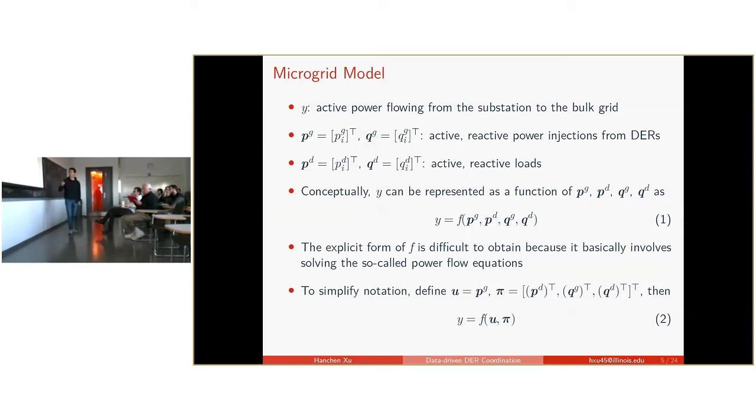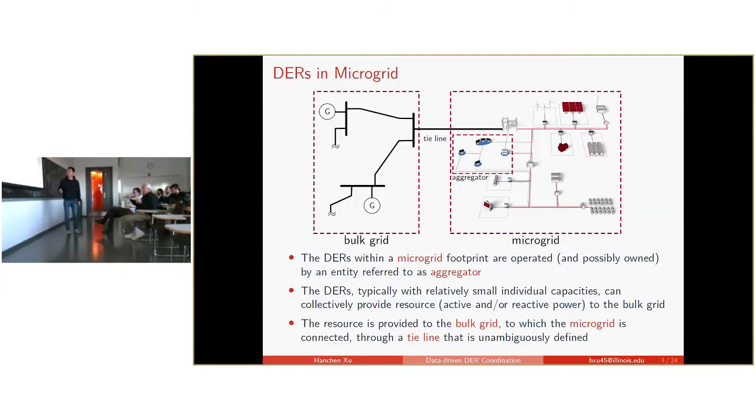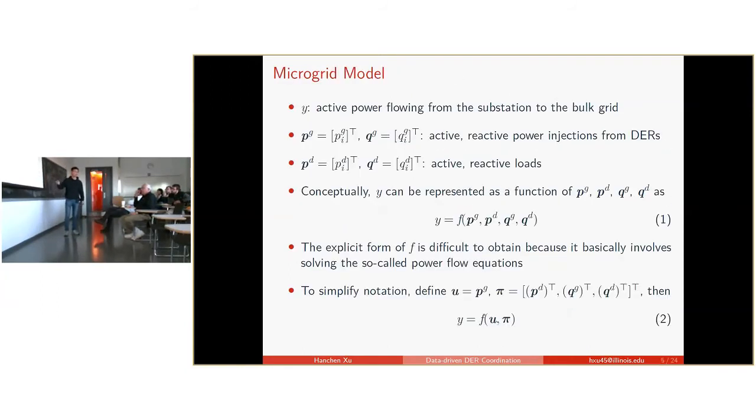All we know is the active and reactive power injections from the DERs, which we can measure, and also the active and reactive loads, and also the power exchange at the tie line, which is essentially the total amount of resource supplied to the bulk grid collectively by the DERs. Conceptually, we can think of this power flow on the tie line as a function of all the power injections inside the microgrid, and represent it as a conceptual function F. As I mentioned earlier, we don't know the exact form of F.